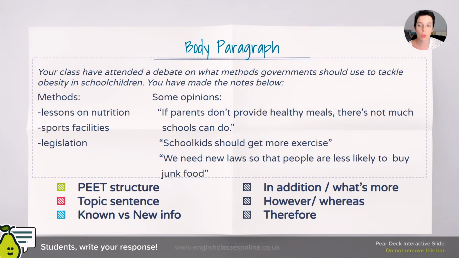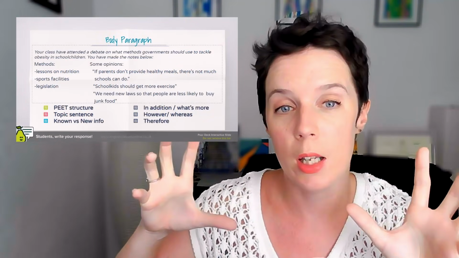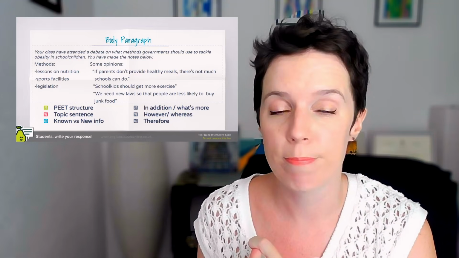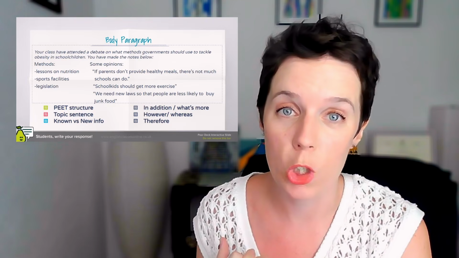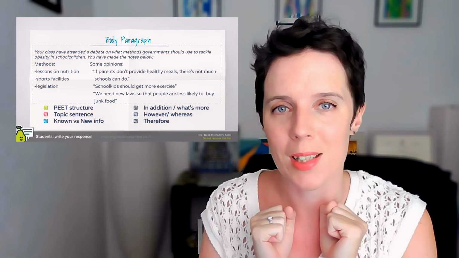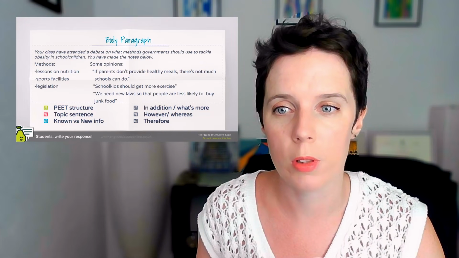Okay. Use that PEAT structure: point, example, explanation, transition, okay? You can use maybe a topic sentence if you want. Topic sentences are like bold, big sentences. You can either make a very strong statement, or you can use a quotation from someone, just to grab the reader's attention a bit more. That's going to be the first sentence of your paragraph, okay?